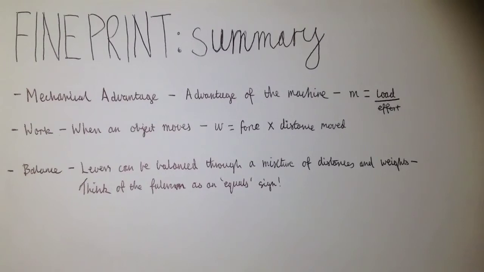In summary, all you need to know is that the mechanical advantage is the advantage of the machine and can be calculated by dividing the load by the effort. Work is generated when an object moves and can be calculated by multiplying force by distance moved, and that levers are just an equation. Just think of the fulcrum as your equal sign.